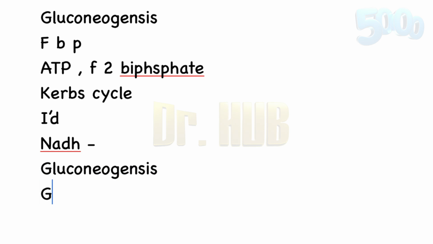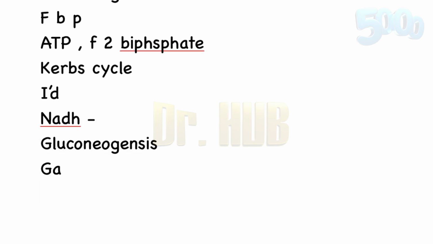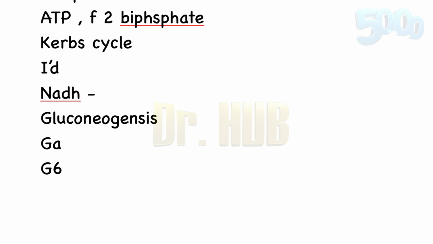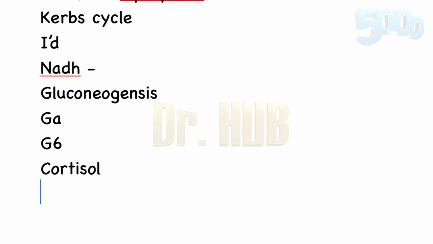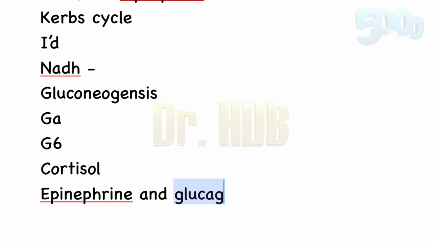Then we move on to glycogenesis. The enzyme is GS, glycogen synthase. The regulating factors are glucose 6-phosphate, that is G6P, insulin, cortisol, epinephrine and glucagon.